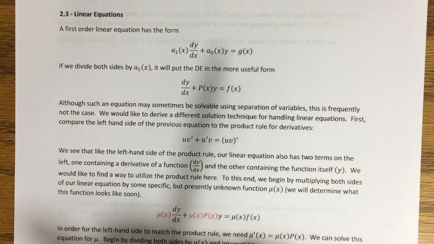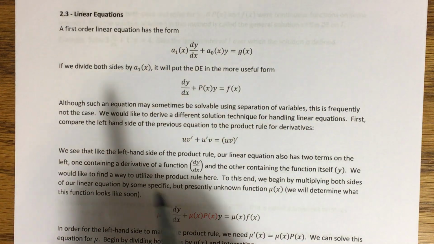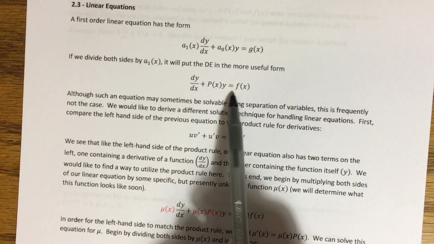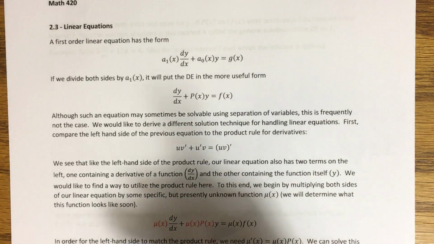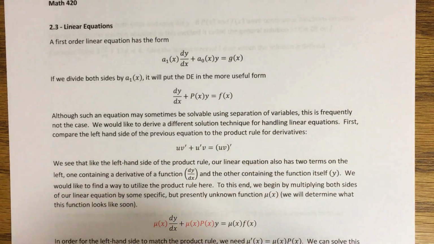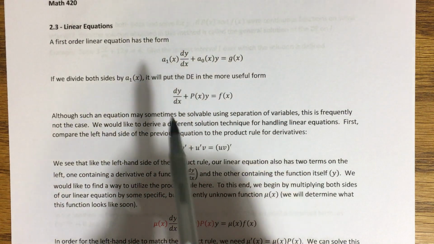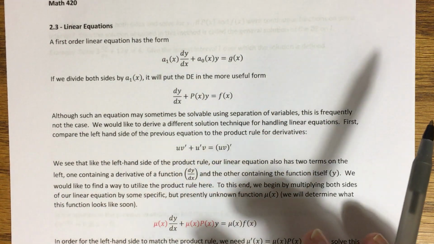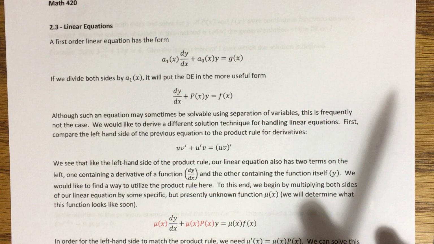Now, sometimes, depending on how this looks, you may have a separable equation, and you can use the method from 2.2, separation of variables, to solve that. But oftentimes that's not the case, and we don't have the option of separation of variables, so we have to take a different approach. The approach we're going to take is going to utilize the product rule from calculus.